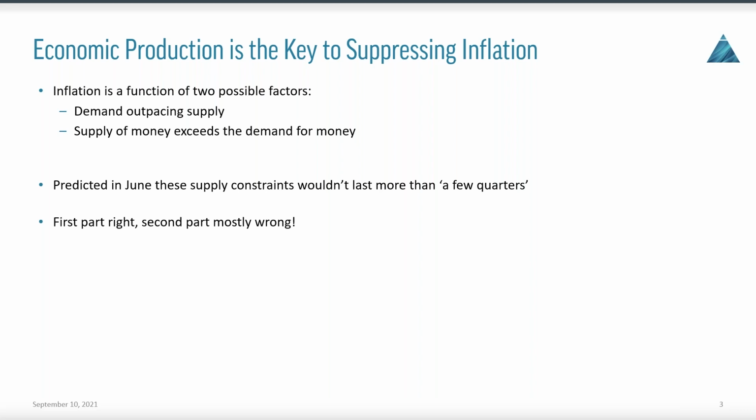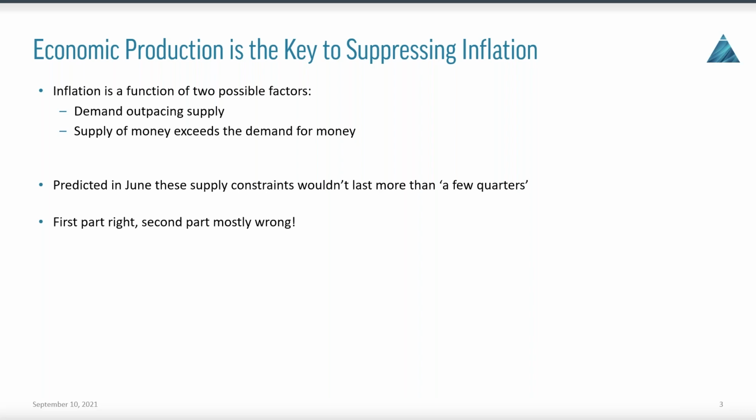Or is it due to one or two, both of those, in addition to supply being constrained? So there's all three of those factors that we have to think about. And I predicted back in June that these supply constraints wouldn't last more than a few quarters. And I still think the first part of my prediction, or my framing of what inflation is caused by, is right. But the second part is mostly wrong. And we're going to see a little bit about that.